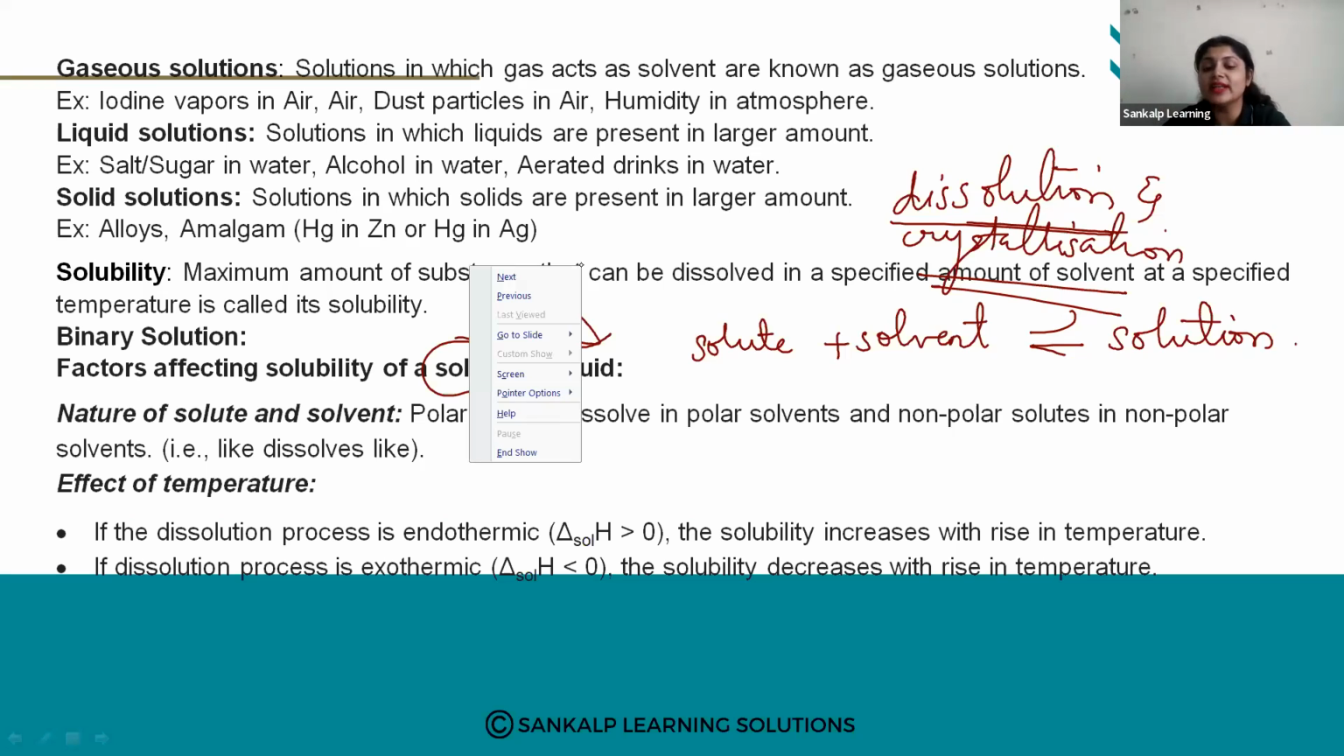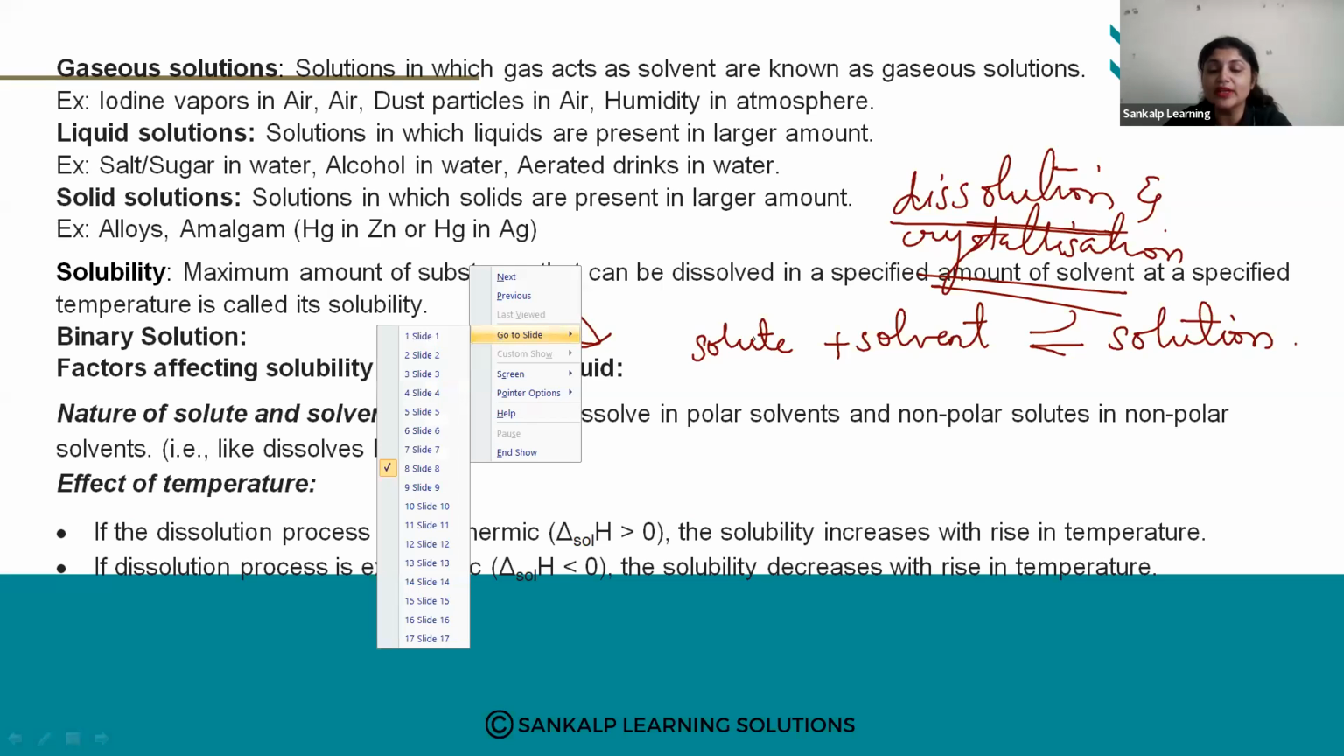Saturated solution means it contains the maximum amount of solute. The maximum amount of solute gets dissolved in a given amount of solvent. Then it is called a saturated solution. Thus the concentration of solute in the saturated solution is called its solubility. This is about the solid solute in the liquid solvent.